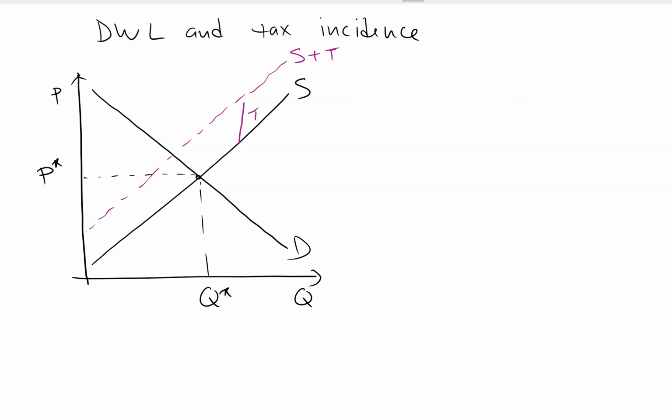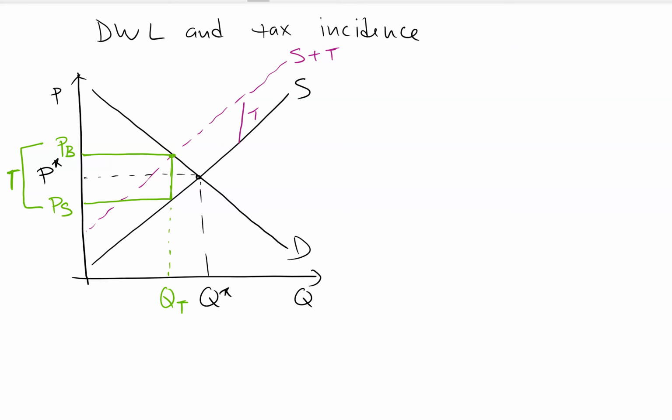With this tax, first of all, we end up producing a lower quantity, and the buyers end up paying more than they did before. We'll call this PB. This is the price the buyers pay. And the sellers end up receiving less than they did before. We'll call that P seller. And the distance between these two is the tax per unit. So this is our situation.